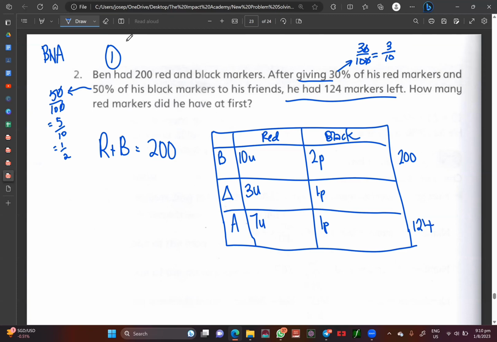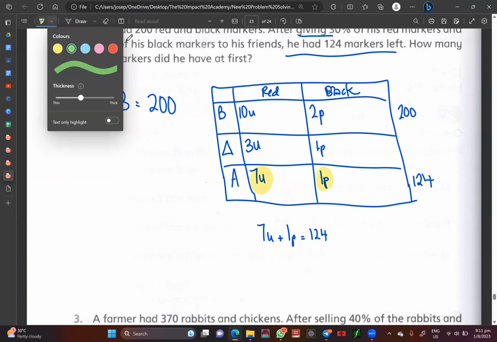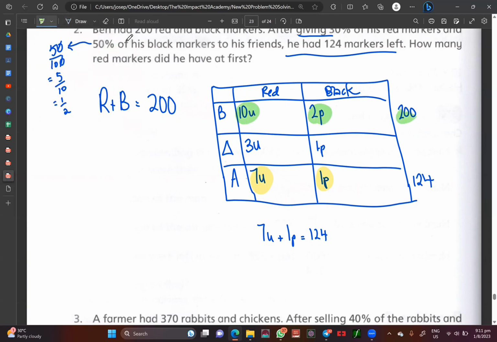If you want to solve a question like this, you need to first write out the equation. We can see that 7 units plus 1 part is equal to 124. So we write this out, followed by the other equation that we can form, and that would be 10 units plus 2 parts equals 200. So we write it out, 10 units plus 2 parts equals 200.